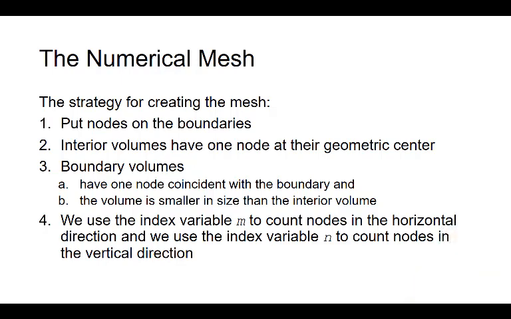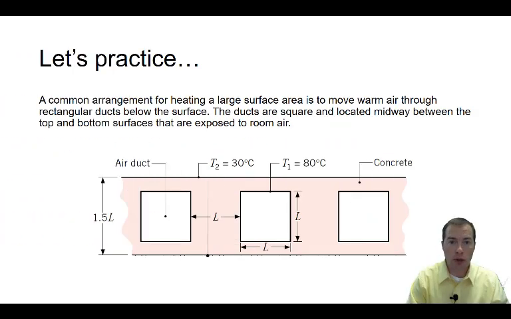Finally, we will use the index variable m to count nodes in the horizontal direction, and the index variable n to count nodes in the vertical direction. Let's practice creating a numerical mesh for our problem from the textbook. This problem is based on the 67th problem in Chapter 4 of your textbook.